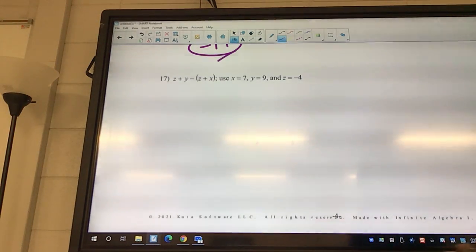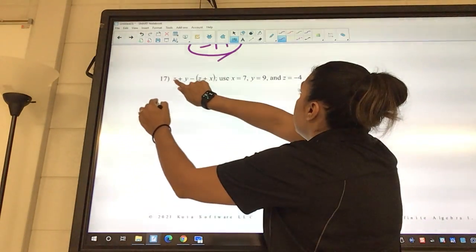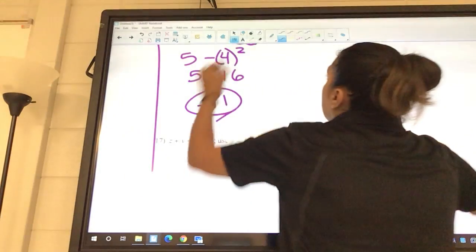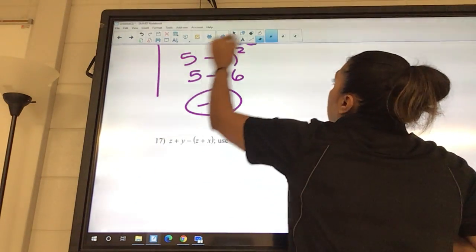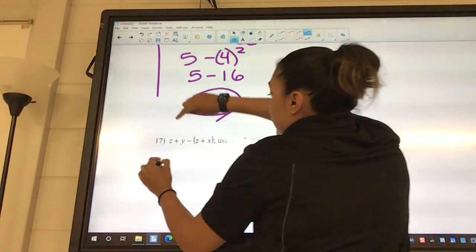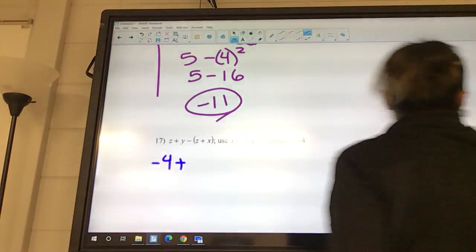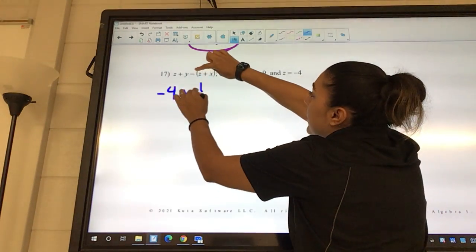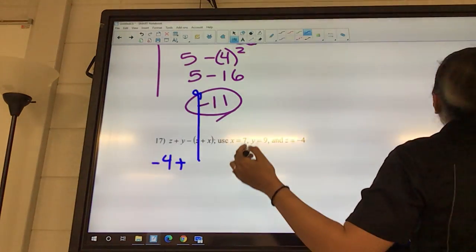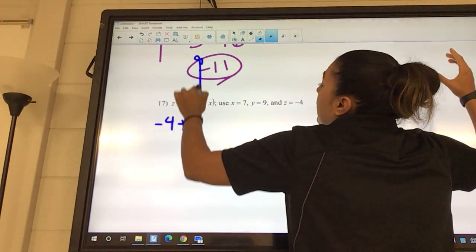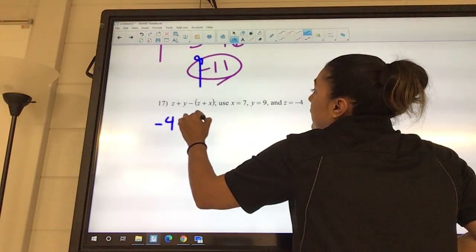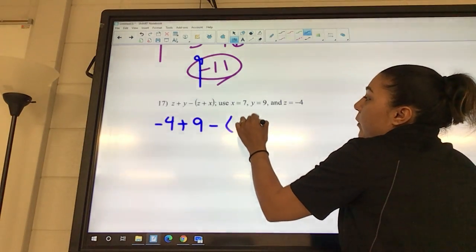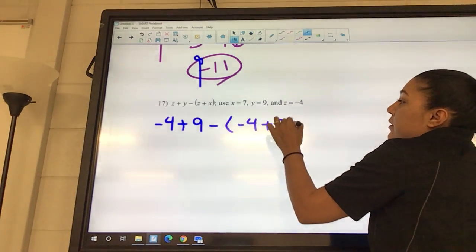Okay, last one, follow along. So z is going to be negative 4. So we're going to have negative 4 plus our y. And what's our y? 9. Then minus, I got another z, so negative 4 plus my x, which is 7.